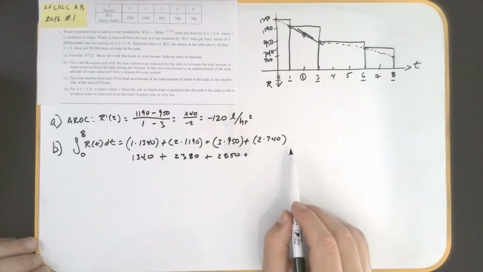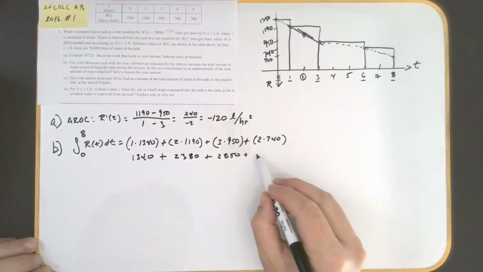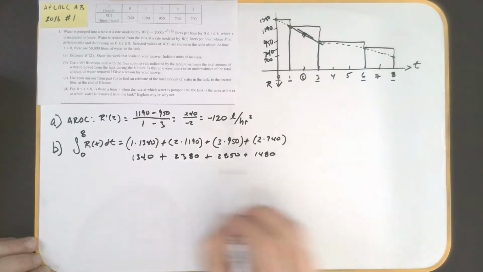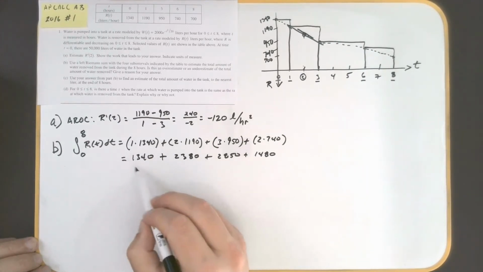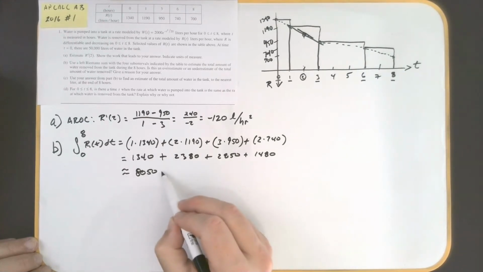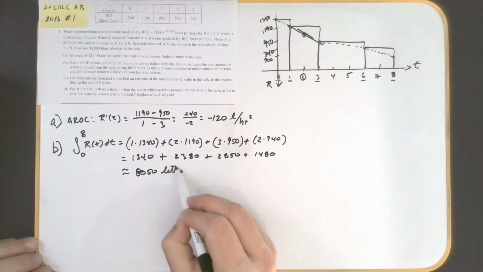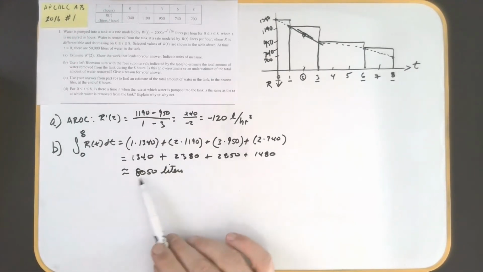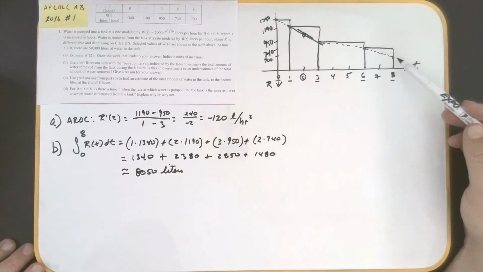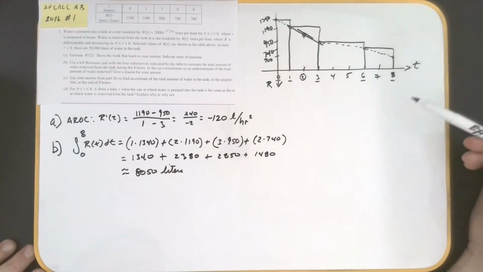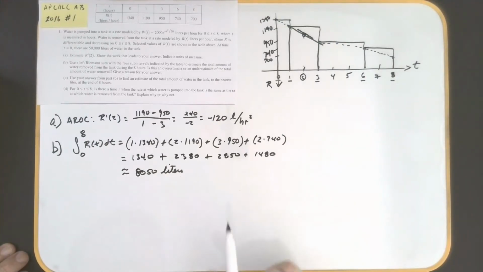And then 2 times 740, it's going to be 1480. And if you add all of these up again, you'd probably just throw that in your calculator, and you'd wind up with 8050. So this is approximately 8,050 liters. All right, so 8,050 liters is how much water was removed from the tank, and it doesn't say whether it was leaking or it was actually being pumped out. Not really important.